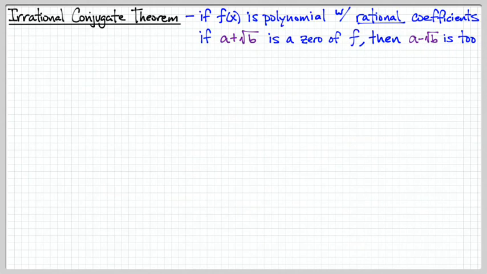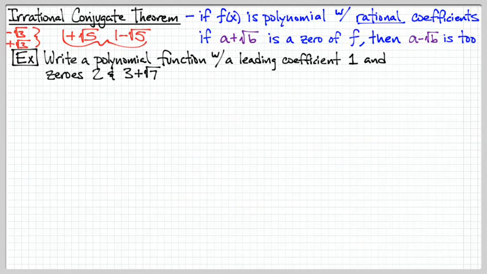So a conjugate is the following. Here's an example. 1 plus root 5 is the conjugate of 1 minus root 5. If we had minus root 3, then we have positive root 3. These are conjugate pairs.